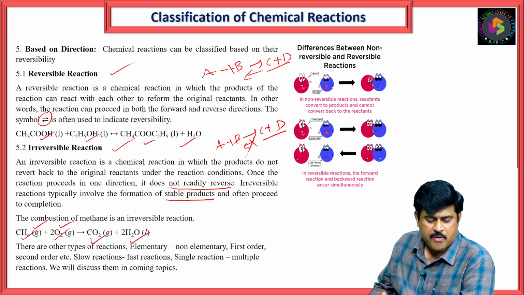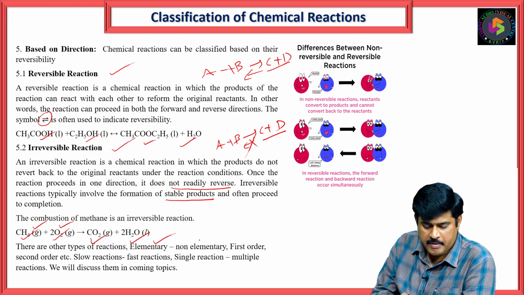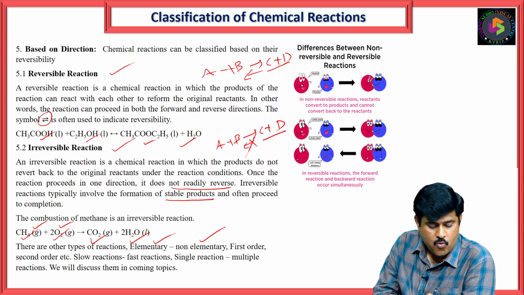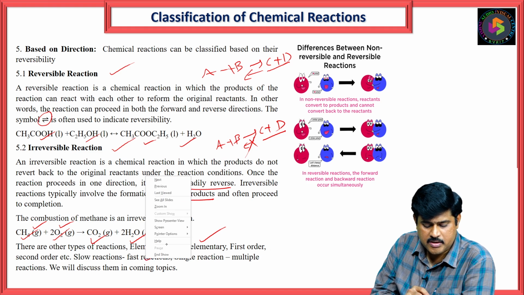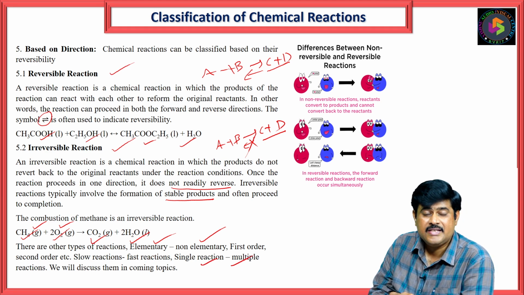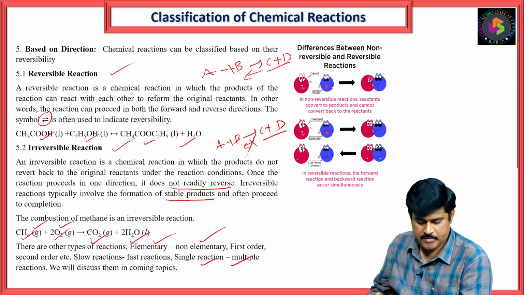There are many other types of reaction categories, like elementary and non-elementary reactions based on the order, first order, second order reactions based on the rate of a reaction, that means the speed of the reactions. We can have slow reactions and fast reactions, and similarly, based on the number of reactions taking place, single reactions and multiple reactions are there. So we'll discuss these in further classes.